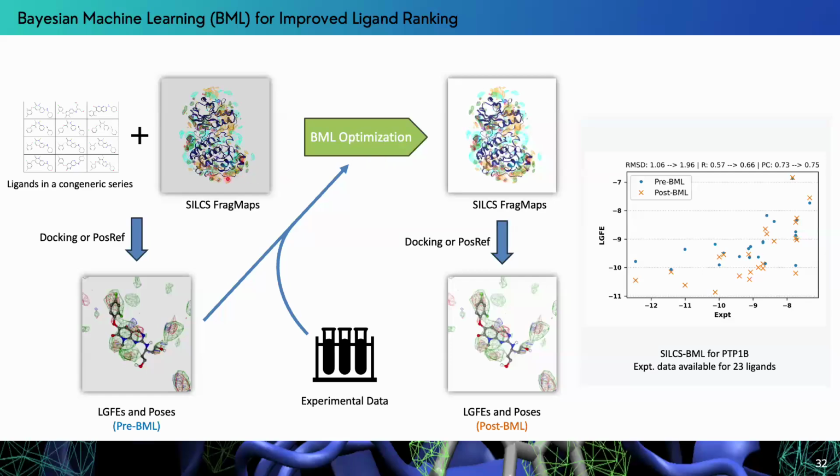Now, we can run either SILCS MC docking or pose refinement calculation to generate ligand poses and LGFE scores. At this point, if we have any experimental data for all or some of the ligands, then it can be used to perform Bayesian machine learning optimization of the frag maps. This is typically helpful in case of ligands in a congeneric series, as the GFEs assigned to each atom in the set of ligands is getting reweighted to give you better predictions. The next molecule you design in that series will be ranked with much higher confidence.